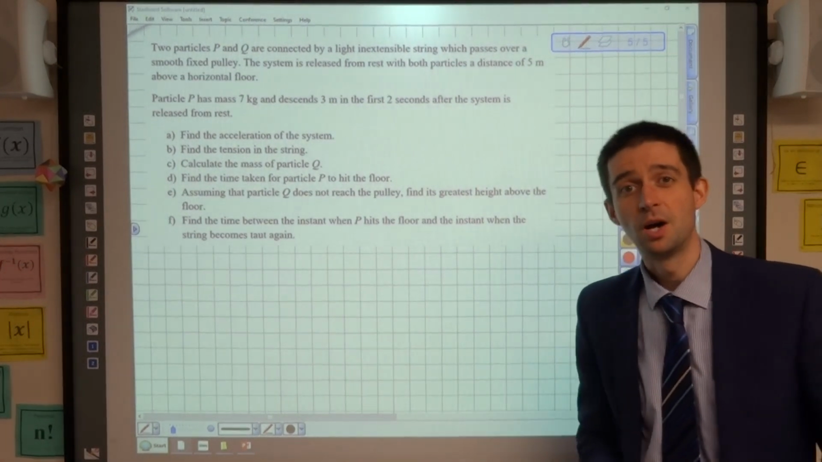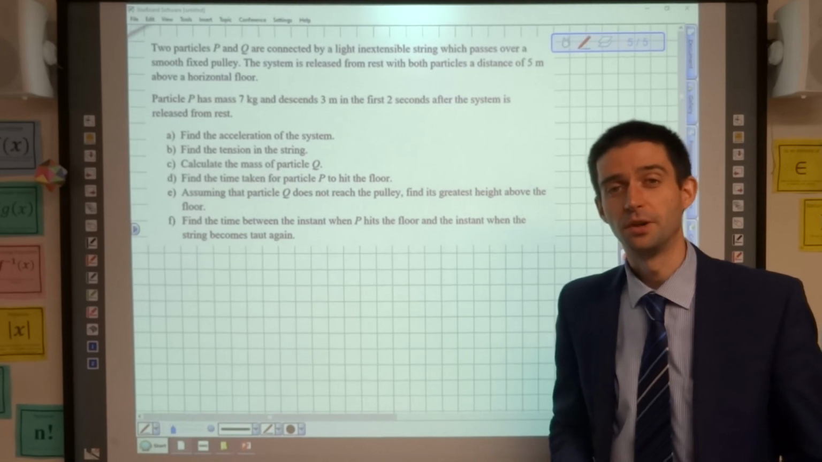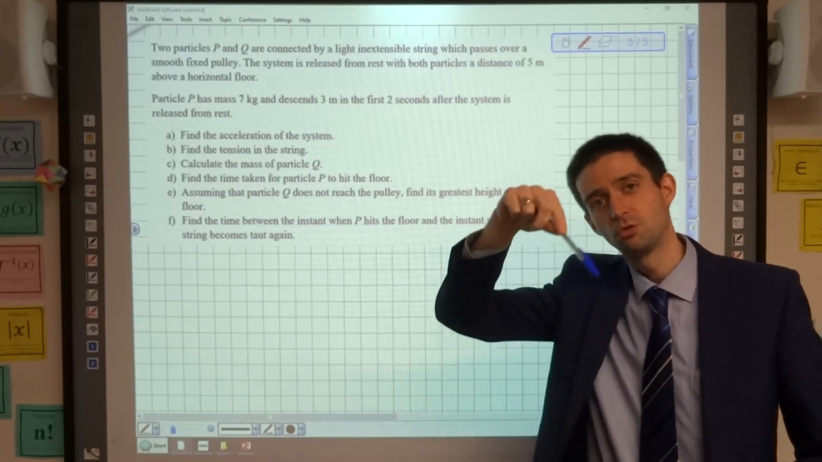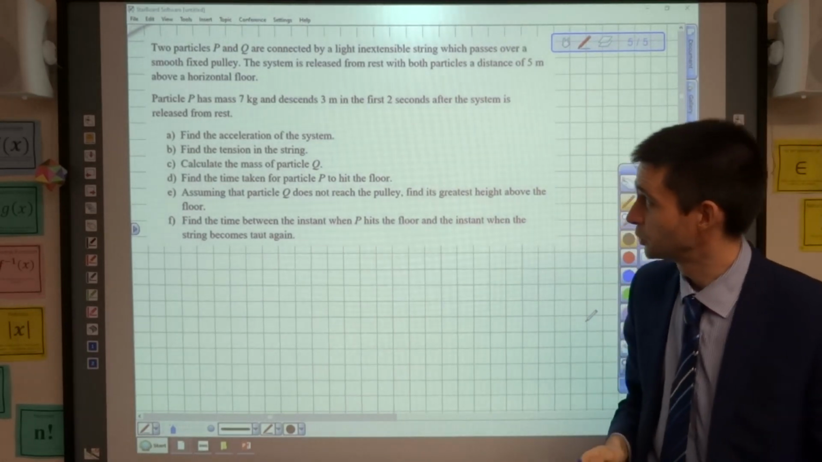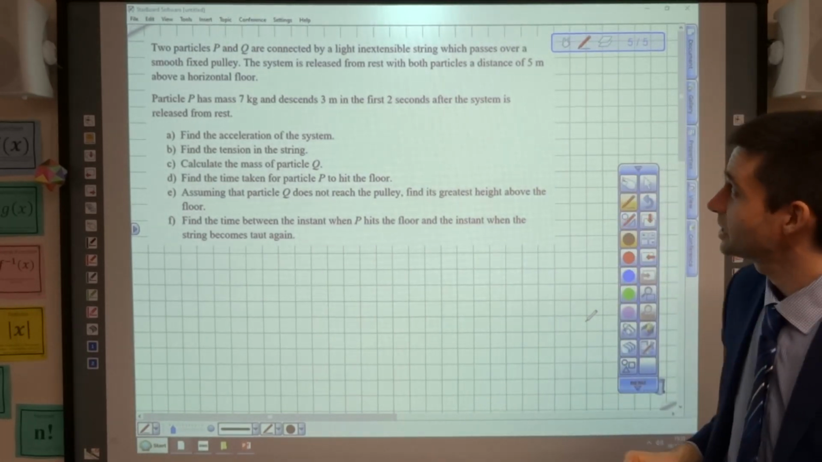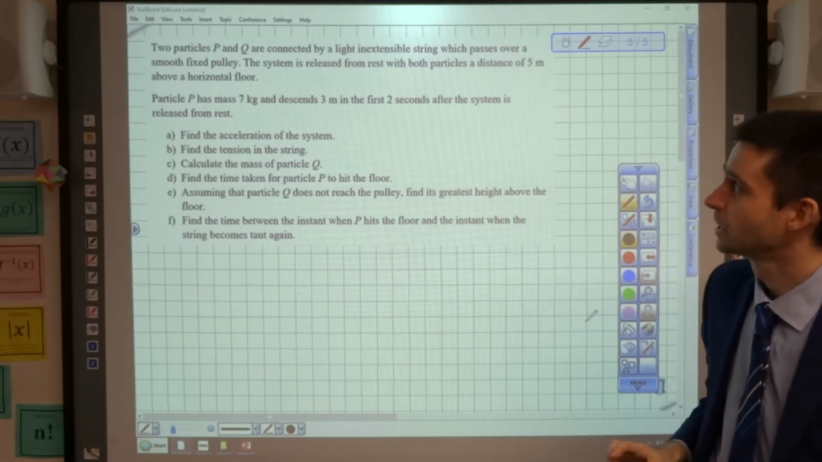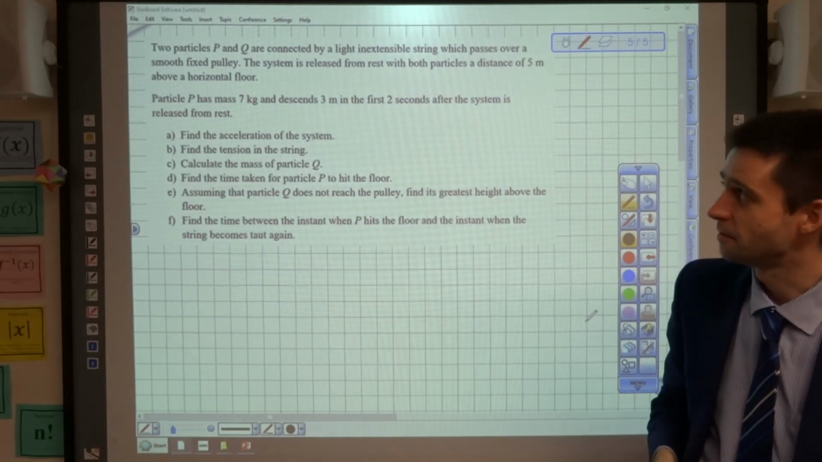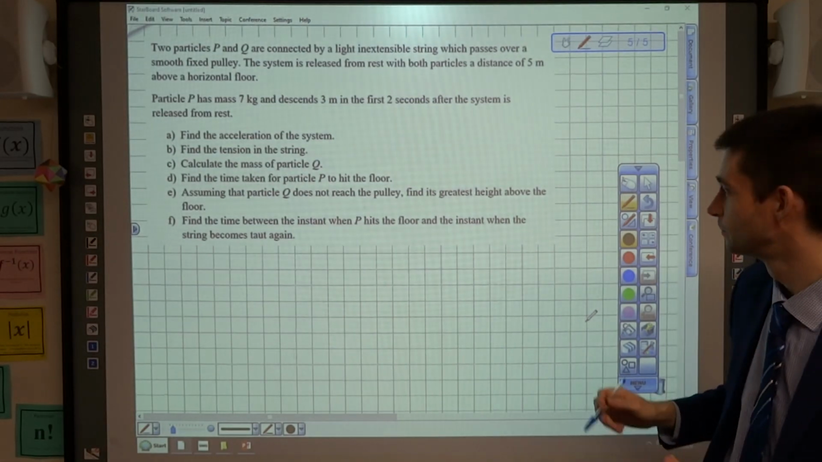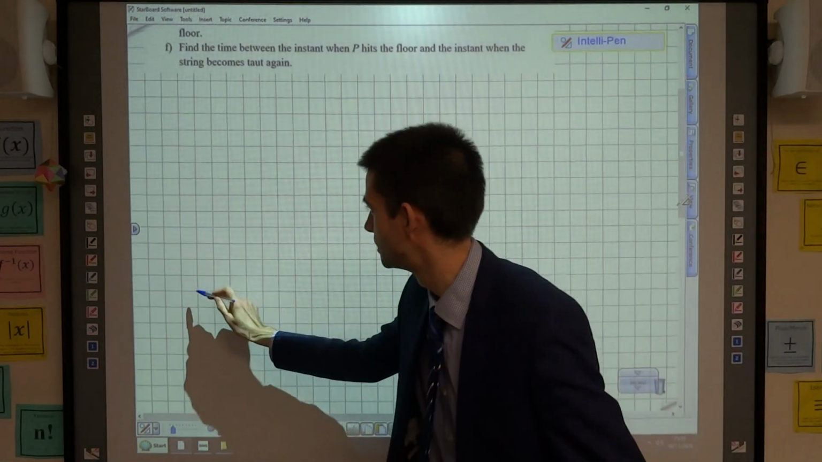This is part 2 of the lesson on connected particles, and in this video I'm going to be going through an example of two particles travelling over a smooth fixed pulley. So here we go: two particles P and Q are connected by a light inextensible string which passes over a smooth fixed pulley. The system is released from rest with both particles a distance of 5 metres above a horizontal floor. So just with that information I'm going to start drawing a diagram.